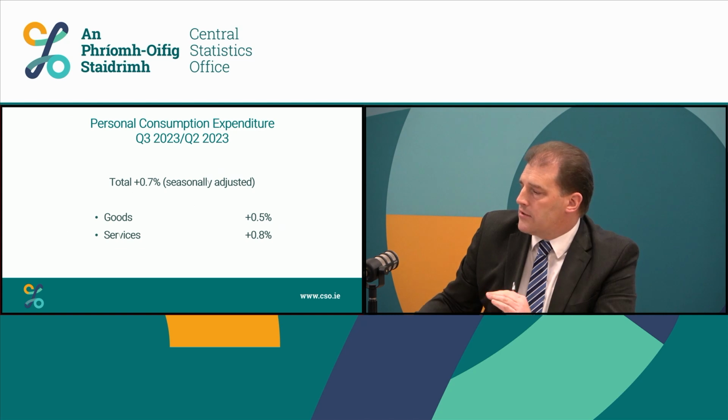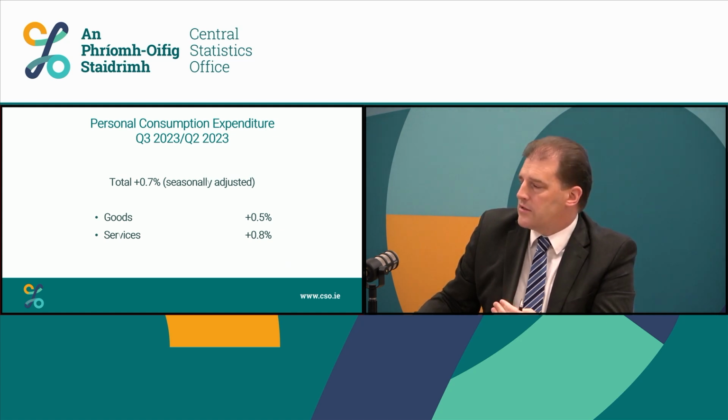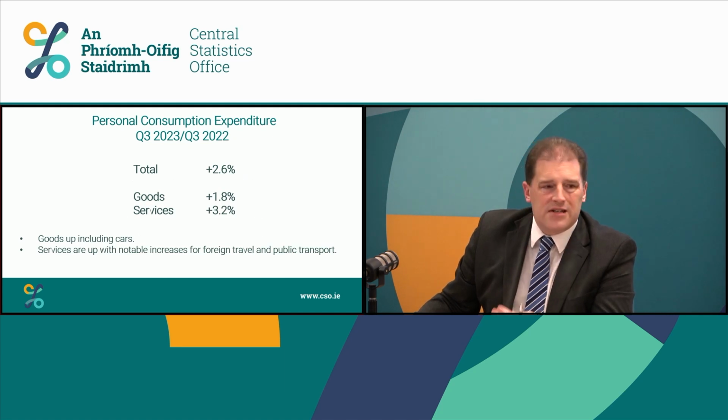If we look at each of the components then, so consumption and investment in particular on the expenditure side, we see consumption's up 0.7%, split between goods and services. This is all seasonally adjusted. If we look at the unadjusted data, we can see the pattern of what it is that's driving goods and what it is that's driving services.